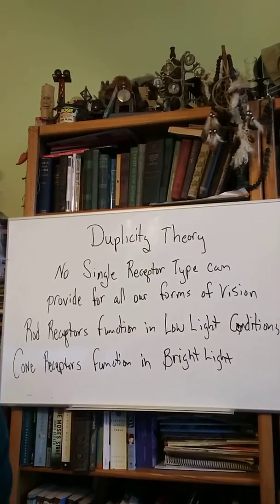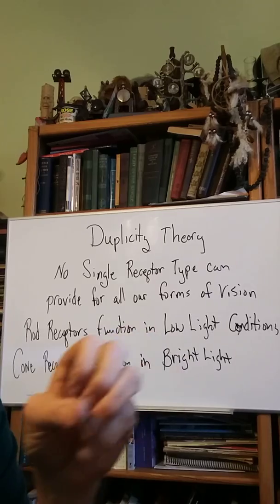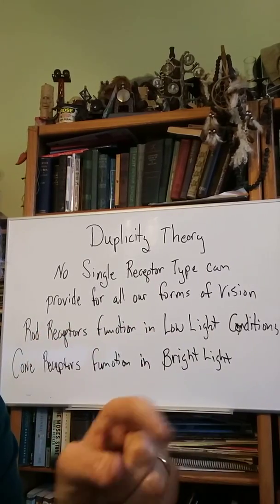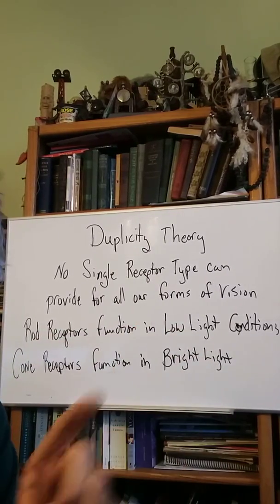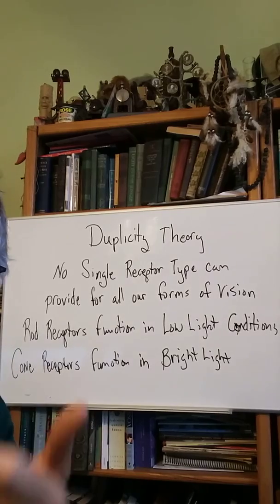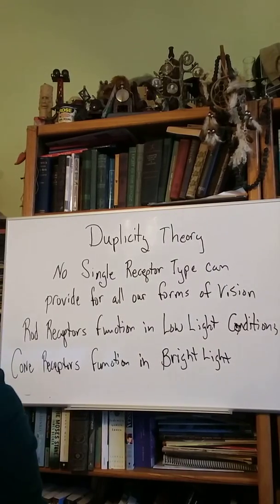And this is the end of our discussion on the photoreceptors and vision. We have one more section. We're going to talk about hearing and equilibrium.